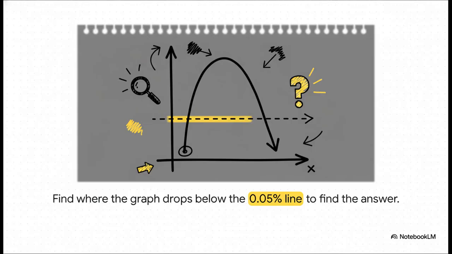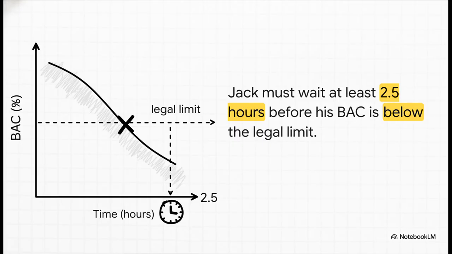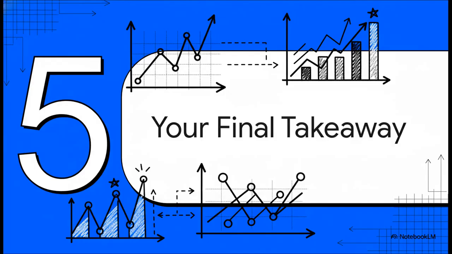We find that 0.05% mark on the vertical axis, and we just draw a line in our minds straight across. You can see the BAC starts above it, it peaks, and then it starts to fall. What we need to find is the exact moment in time when that line drops below our 0.05% line. And there we have it. If you follow the line down, you can see it finally dips below that legal limit right at the 2.5-hour mark. So Jack has to wait at least 2.5 hours. It's a perfect example of how a line graph can give us a crystal clear, actionable answer to a really important question.